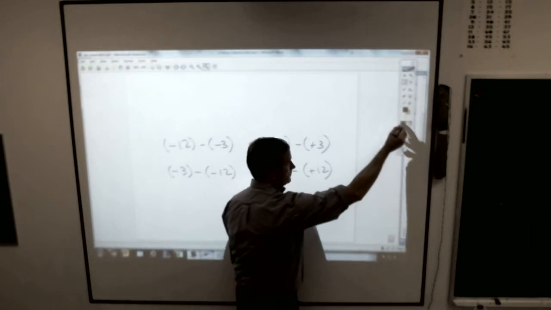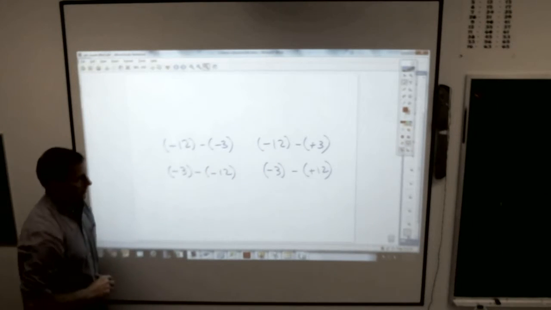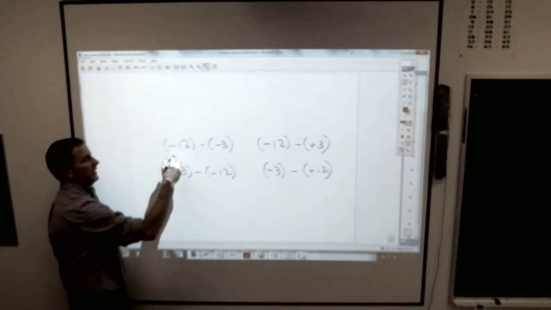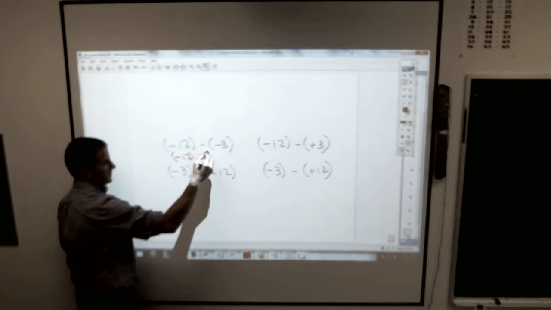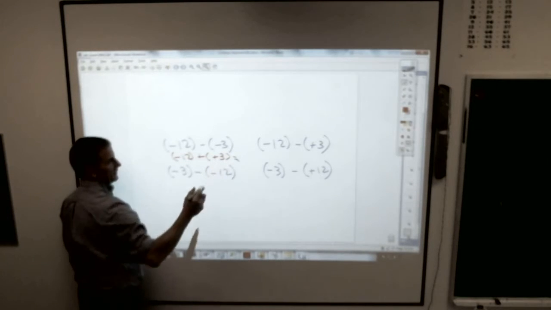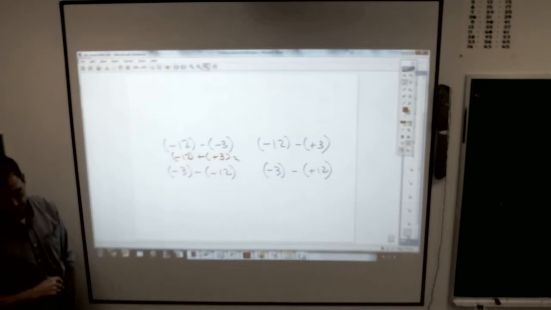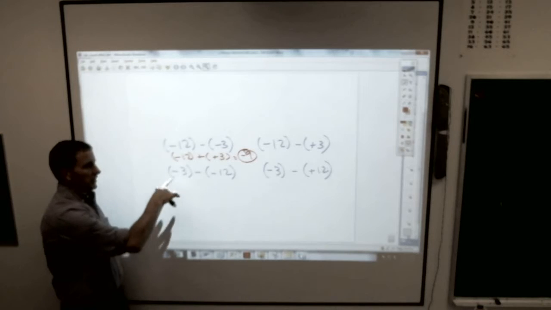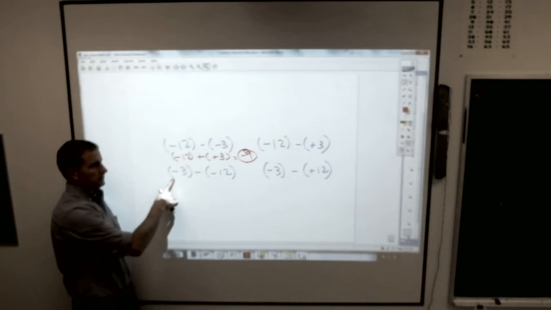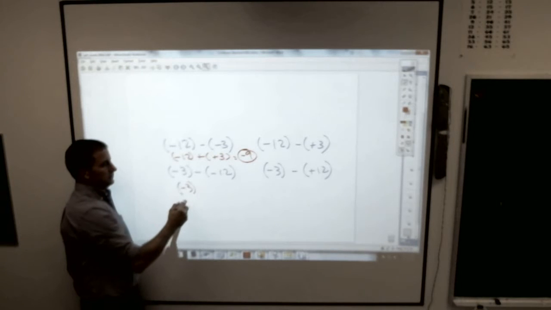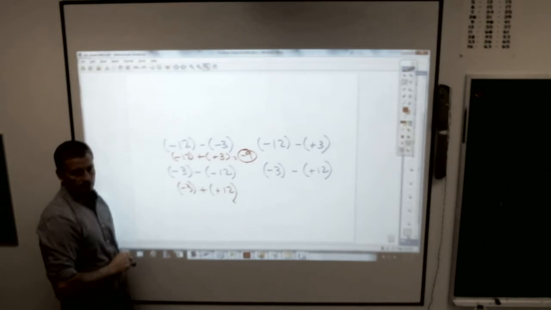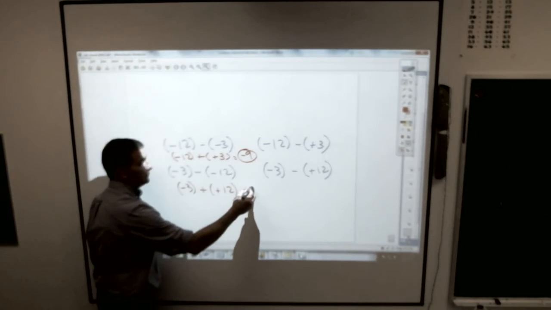All right, so, keeping the rule in mind, this one is going to change to what? Instead of being negative 12 minus a negative 3, it will change to a negative 12 plus a positive 3. Exactly, you just change both of their signs. And what is a negative 12 plus positive 3? Negative 9. Correct. What does this one change to? Negative 3 plus a positive 12. And what is a negative 3 plus a positive 12? Positive 9. Absolutely.